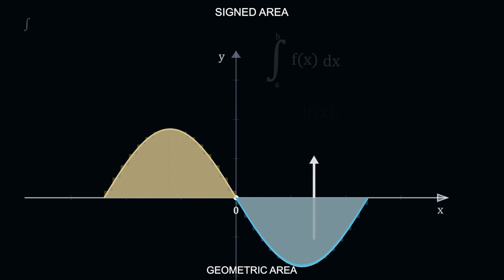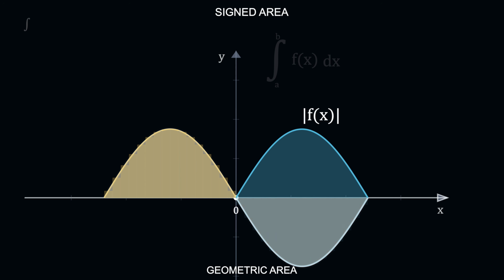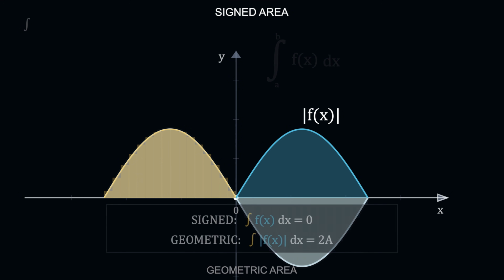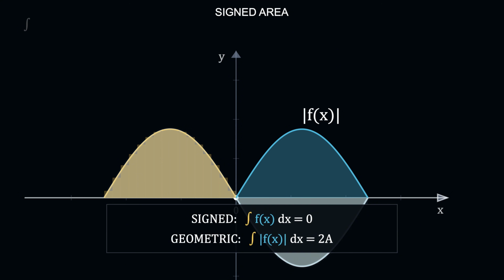To calculate the total geometric area instead, every contribution must be made positive. One way to do that is to integrate the absolute value of the function. Then both regions contribute positively, giving a total area of 2A.